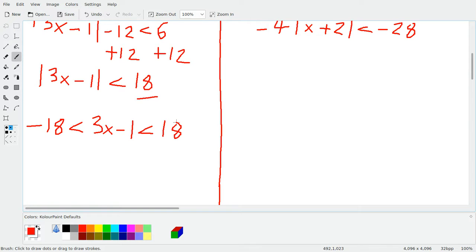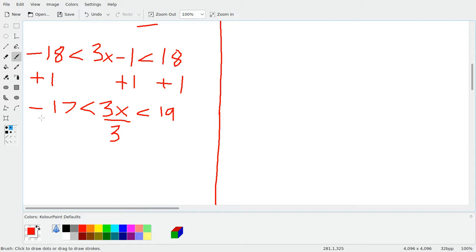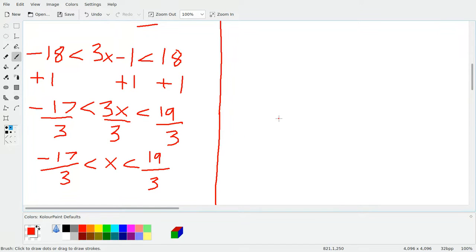Now to solve this compound inequality, like you've done in previous lessons, add 1 to all three sides. Negative 17 is less than 3x is less than 19, and then divide all three sides by 3. Here, these numbers will give you repeating decimals, so do not write them as decimals, leave them as fractions. That is one way to write your answer.